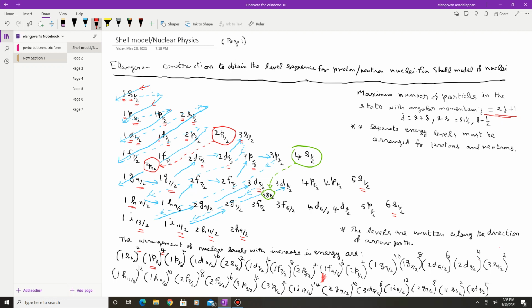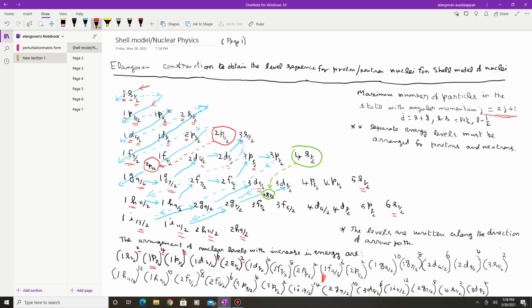So you again move from here. This is 1p half, total number of particles is 2, and 2d 5 by 2. So J is 5 by 2, the total number of particles is 6. So you move along here. Then again 2s half, the total number of particles is 2. So you move, the next level is 1d 3 by 2, and the next level is 1f 5 by 2. Again you move along this direction, and you fill 2p 3 by 2, 1f half.